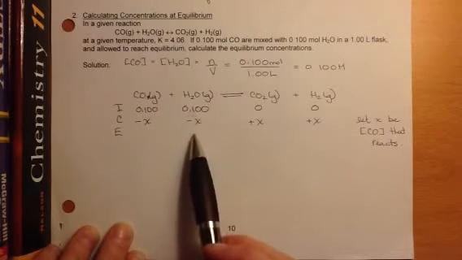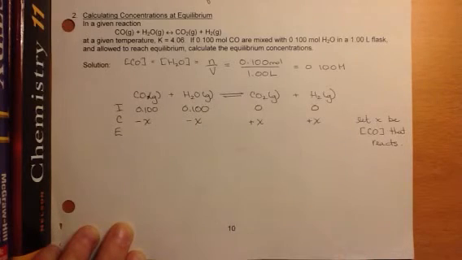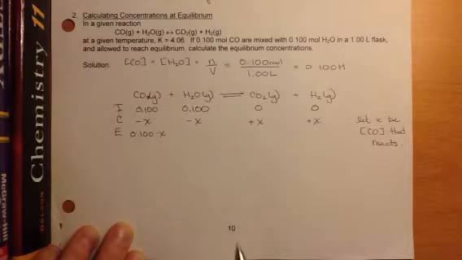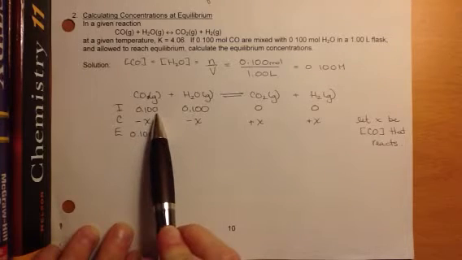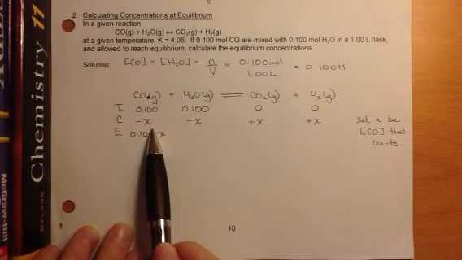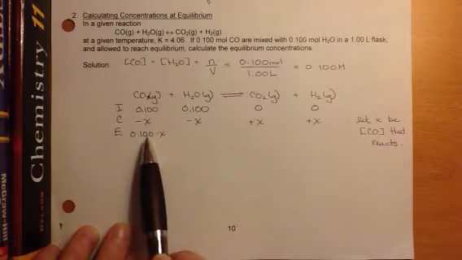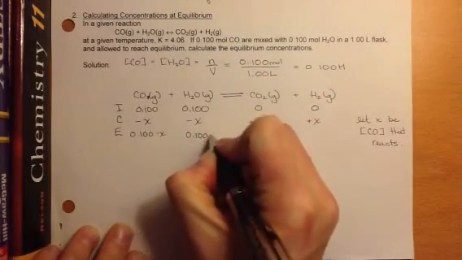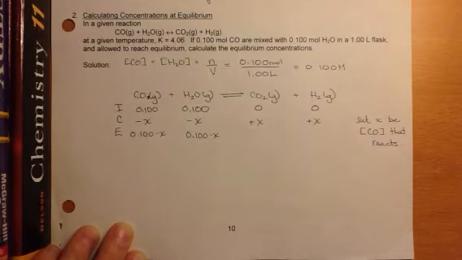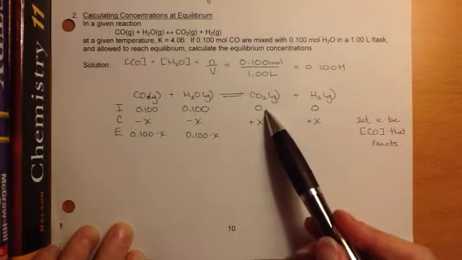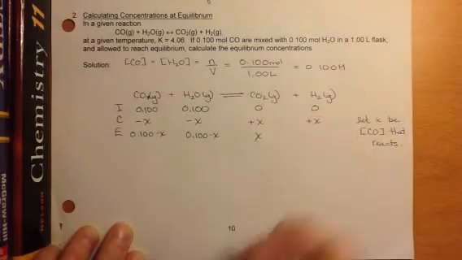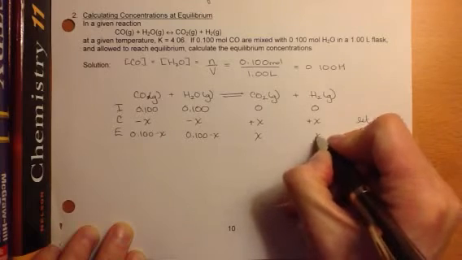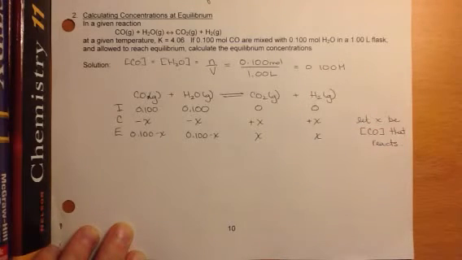Now we can get the values at equilibrium for each substance in our reaction. 0.100 minus X for the carbon monoxide. We know this because we started at 0.1 and X reacted, so at equilibrium we must have what we started with minus what reacted. The same philosophy holds true for our other reactant, water. For the carbon dioxide, we started with nothing, X reacted, so we must have X at equilibrium. Same scenario for the hydrogen. We started with nothing, X reacted, so we must have X at equilibrium.